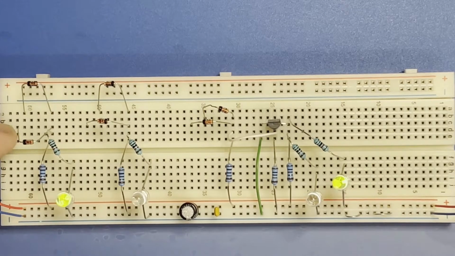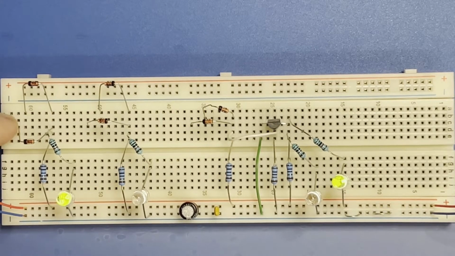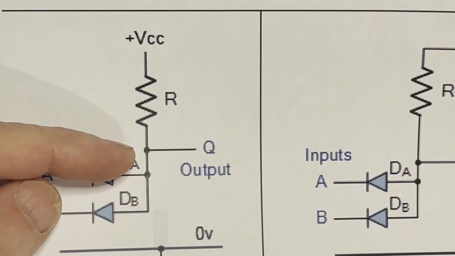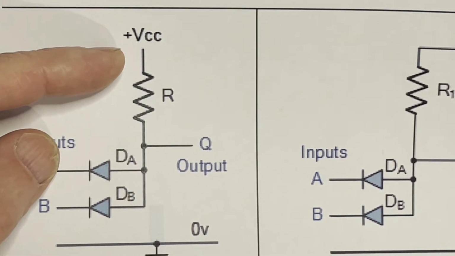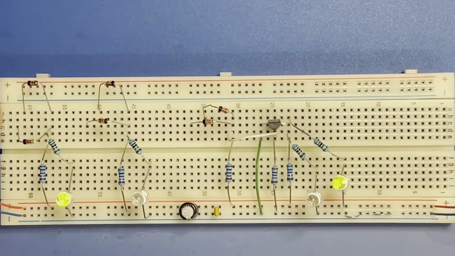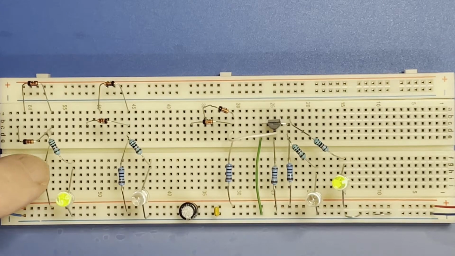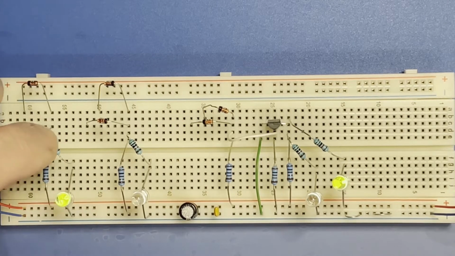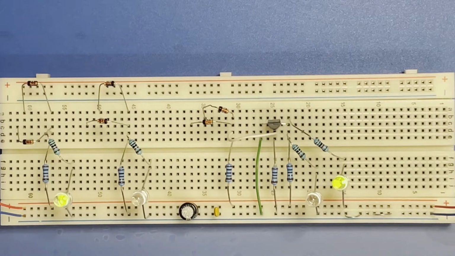So the first section is the AND gate. Two diodes, cathodes to the inputs, anodes to a resistor to positive power, which is exactly what we've got here. Two diodes, cathodes to two separate strips, a resistor to power, and then that's connected to an LED, a resistor and LED to ground to show the status.